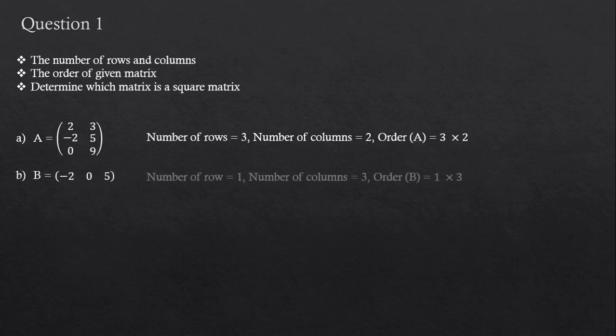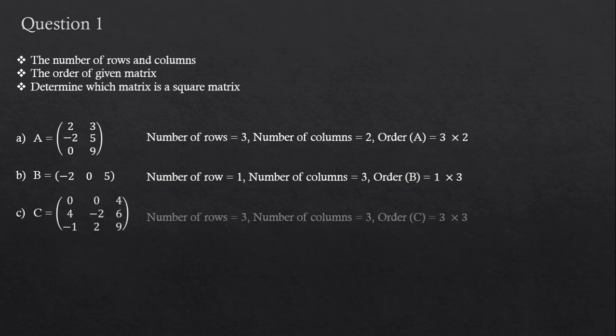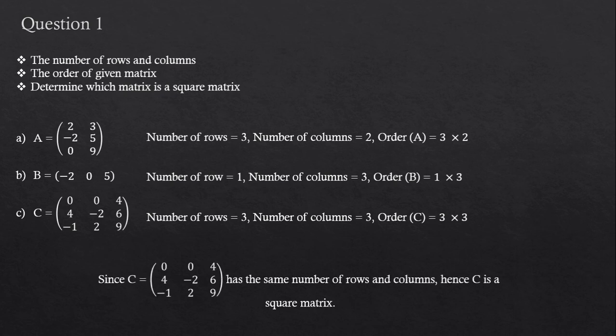For B, it has 1 row and 3 columns, hence its order is 1 by 3. Matrix C is a 3 by 3 matrix which has 3 rows and 3 columns. A square matrix is a matrix that has the same number of rows and columns. Since C is a 3 by 3 matrix, it is a square matrix. Proceed to the next question.